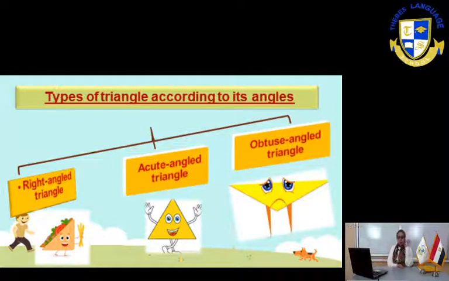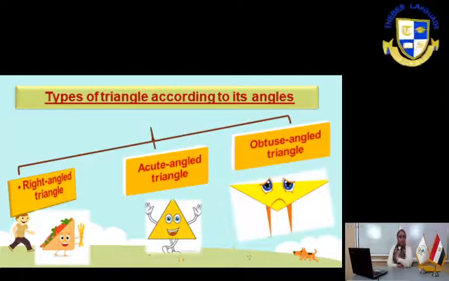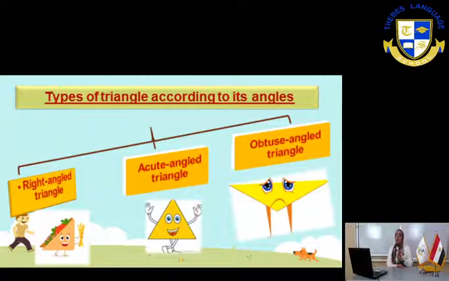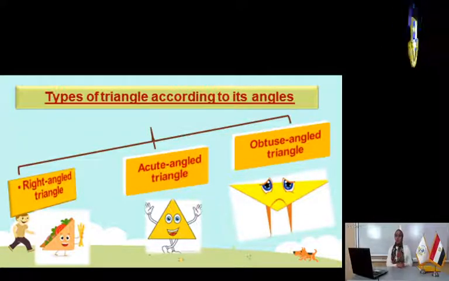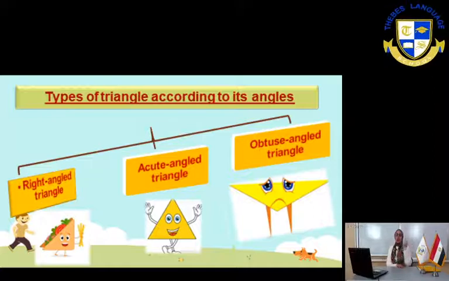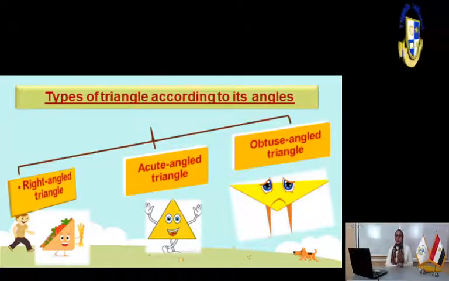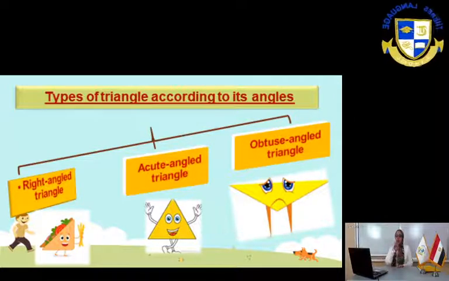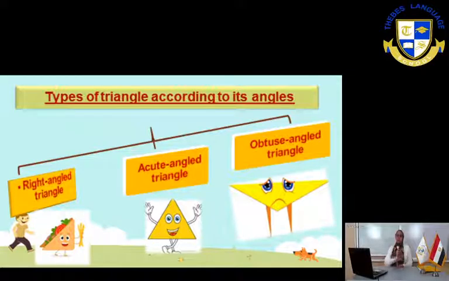Okay, Miss, you said that the right angled triangle has just one right angle. The other 2 angles, what is the type of them? It will be acute angle. The right angled triangle has just one right angle, and the other 2 angles will be acute angles. The acute angled triangle, we said before that the 3 angles must be acute.